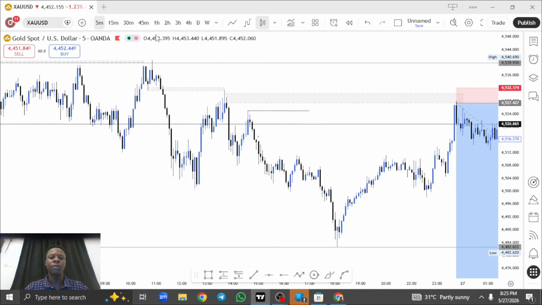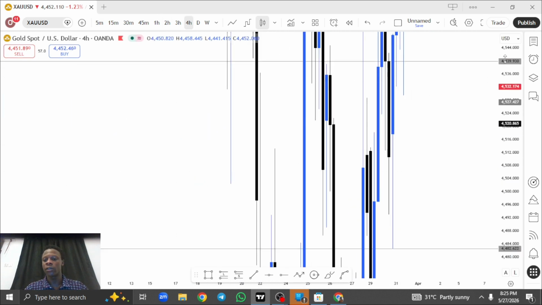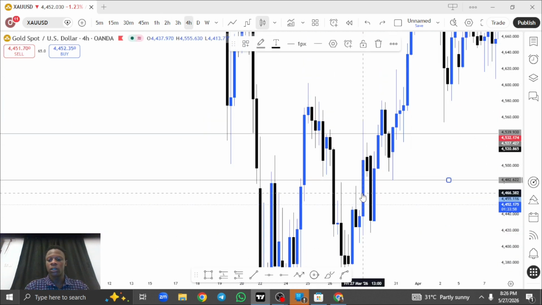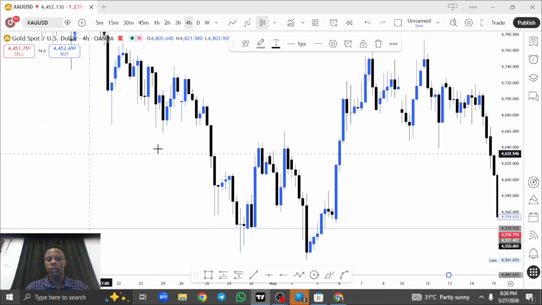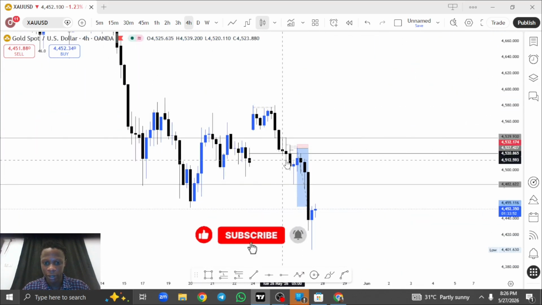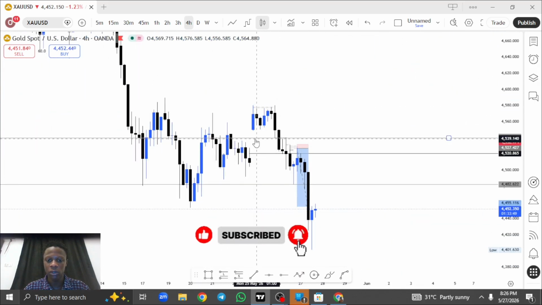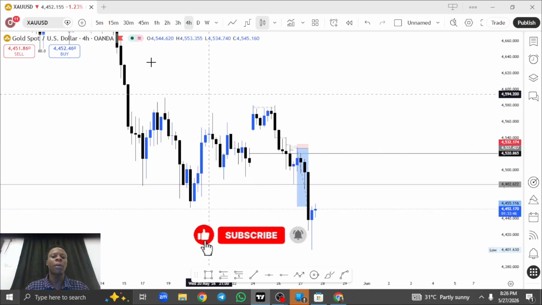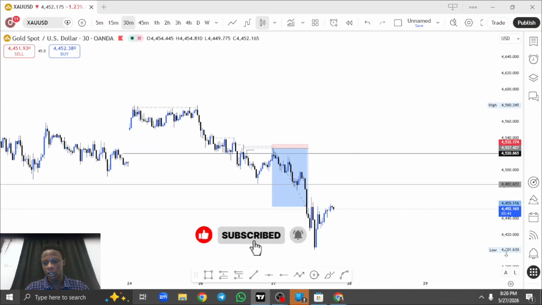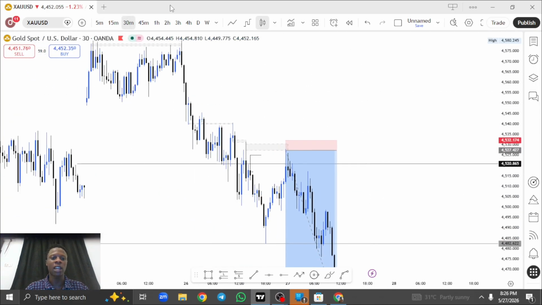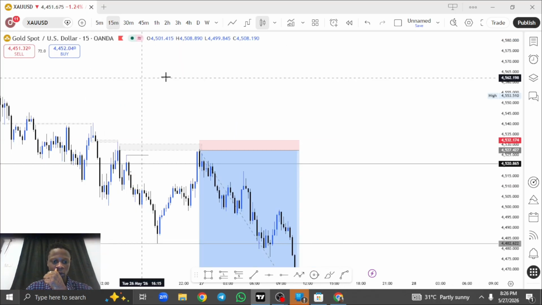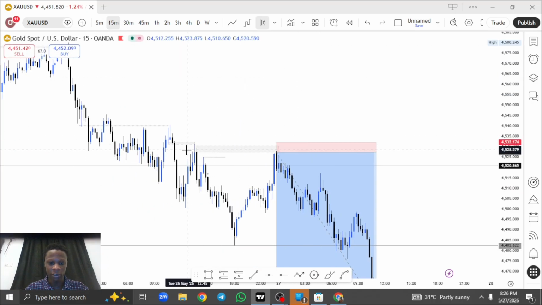So on this very 4 hour now, that's when I saw this very key level right here. So I marked it out. After marking out these very key levels, I went to my 30 minutes. It wasn't aligning, like I said. So I went to my 15 minutes and it was aligning. In 15 minutes, it was having this breakout block.